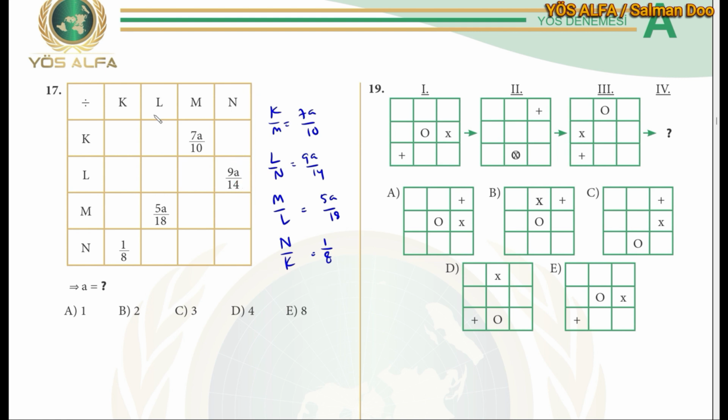So this K and that K over here cancel out each other. L's also cancel out. And we have N's and M's cancel out too. So we have on the left hand side of the equation 1 is equal to 7A over 10 times 9A over 14 times 5A over 18 times 1 over 8. 7 times 2 is 14. 9 times 2 is 18. 5 times 2 is 10. And we have 8 over here.